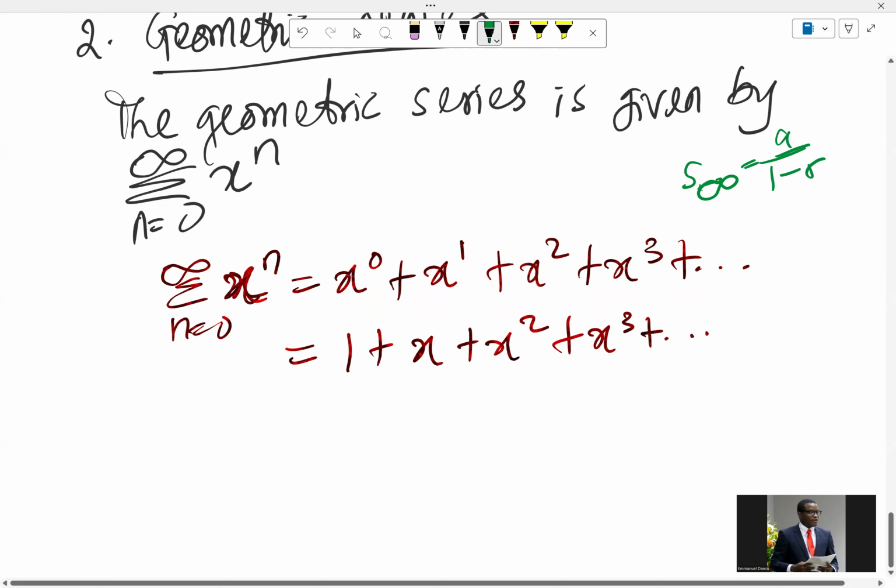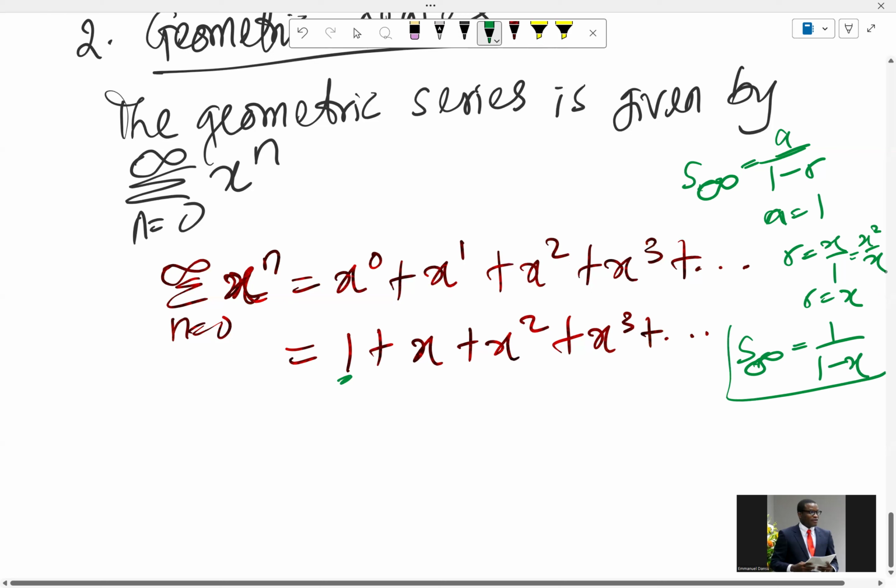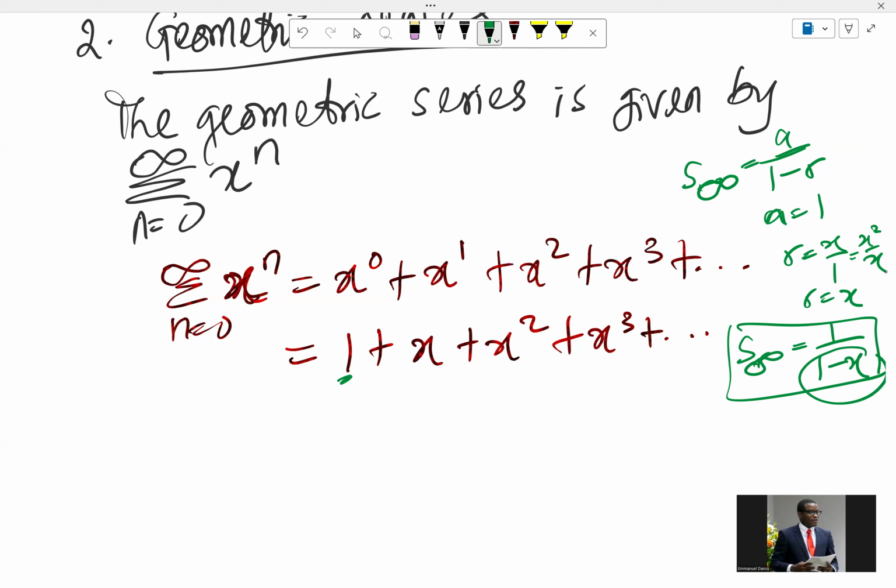So the first term in this case is 1. That's the first term you have here. And the common ratio is x over 1, or x squared over x, which is actually x. So if you try to find the sum to infinity in this case, it would be 1 over 1 minus x. So this is important, and this actually gives you an idea about the radius of convergence and things like that. But that's just by the way, okay?